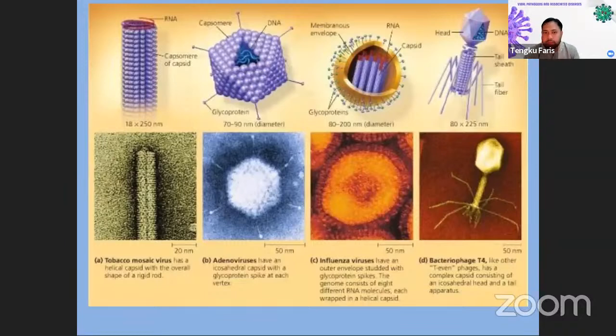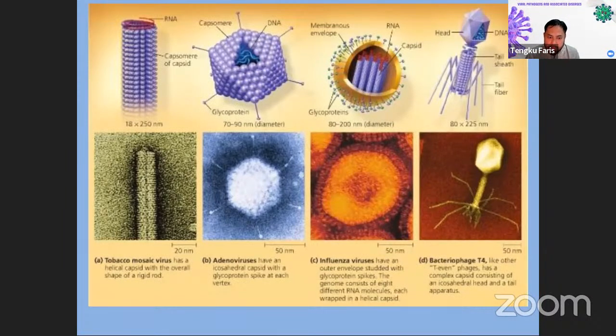Like in the human being, if you look at the mammalian cell, we have the nucleus, and inside the nucleus we have the chromosome. The chromosome is the accumulation of the DNA structure. So in mammalian cells or in humans, our DNA is stored inside the nucleus. But for viruses, their DNA or RNA is stored inside the capsid.